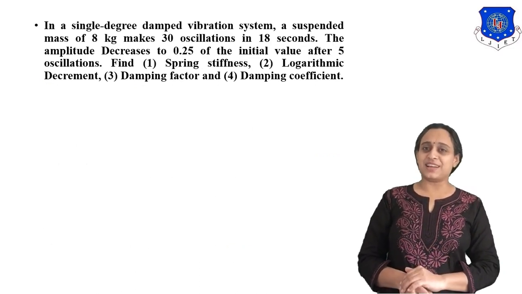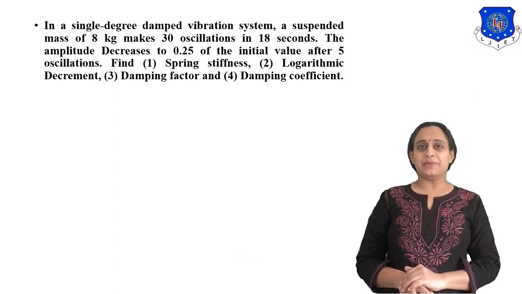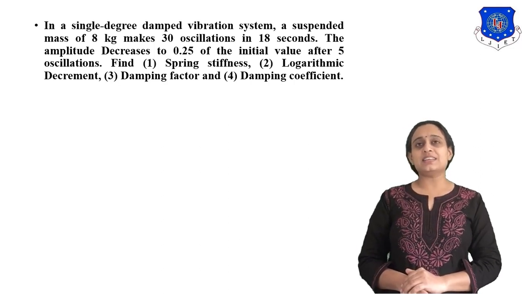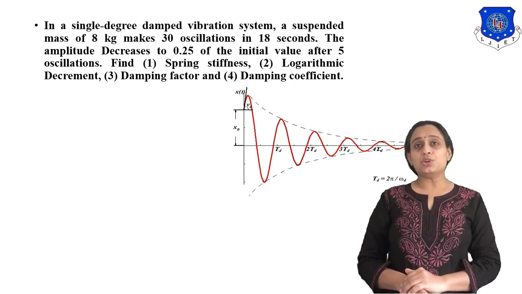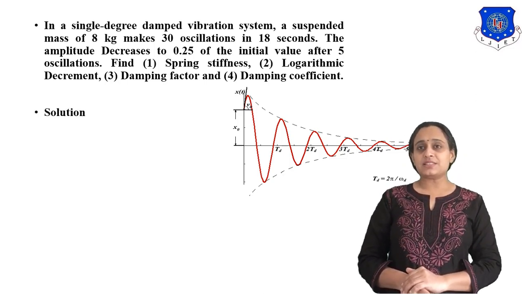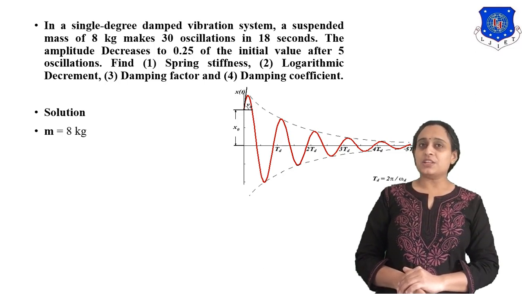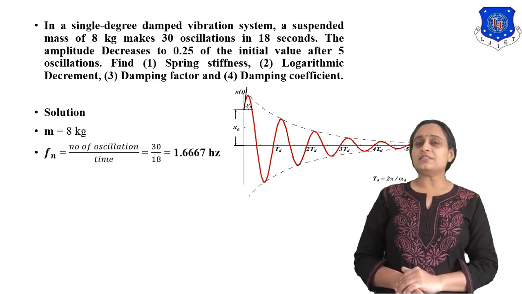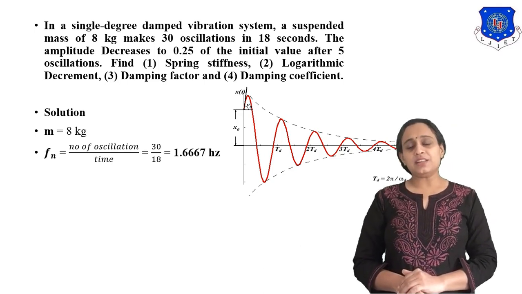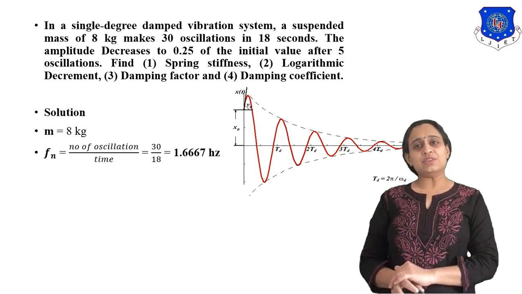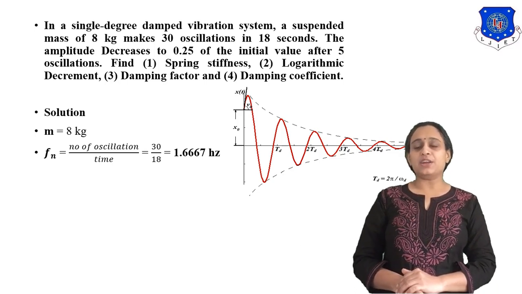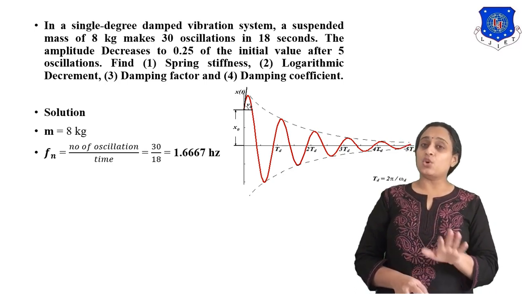Now let us check our second numerical. According to our second numerical, in a single degree damped vibration system, a suspended mass is 8 kg. It means m is equal to 8 kg. It makes 30 oscillations in 18 seconds. So let us write frequency is number of oscillations per time, 30 by 18, we will get 1.6667 Hertz.